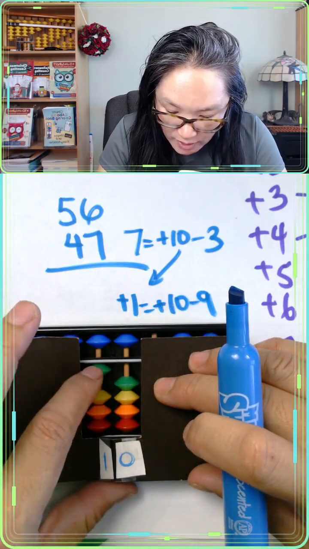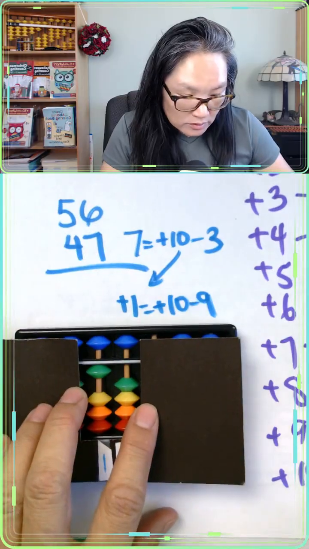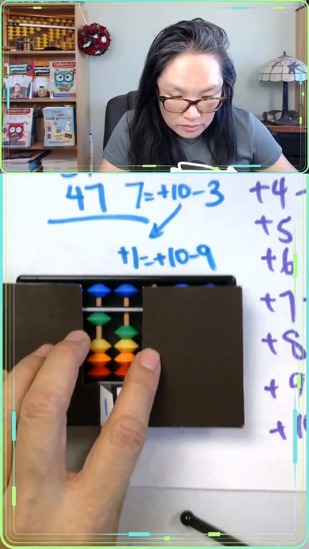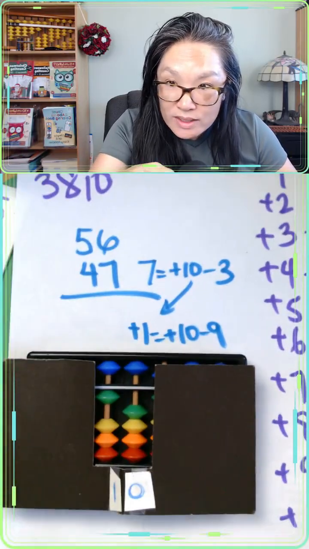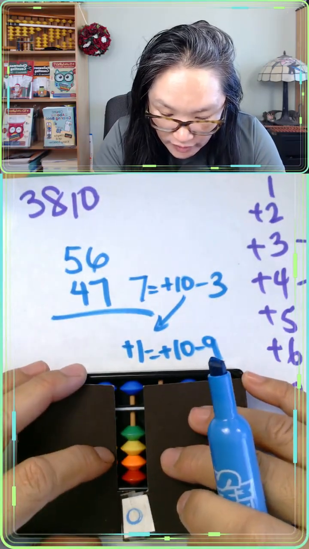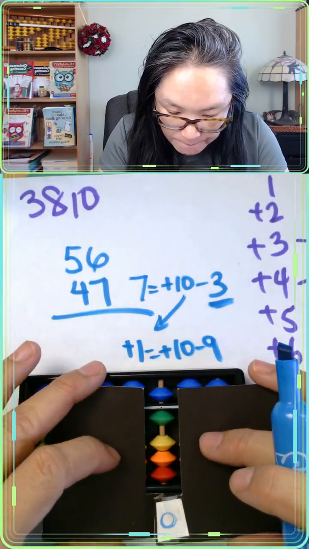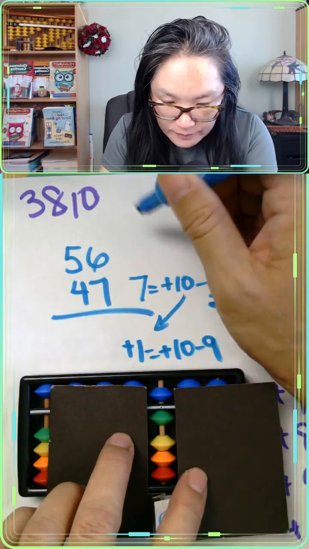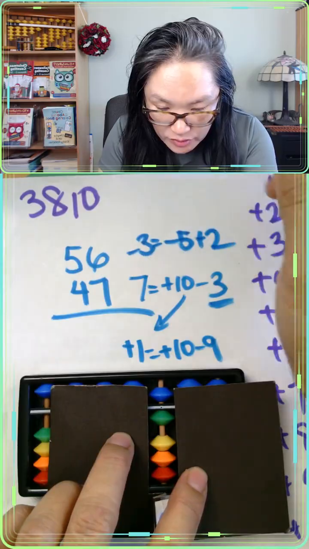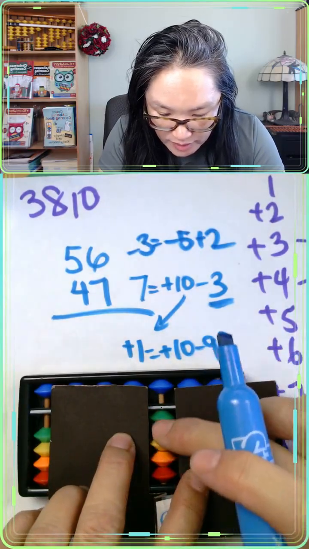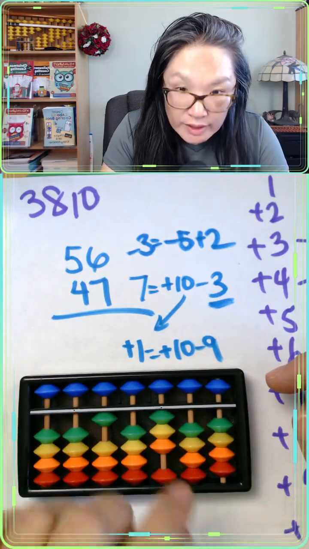10 just means 1, 0. That's all that means. I need to move up. There we go. That's what that means. 1, 0. We're just moving it over. So then we need to minus the 3. Take away the 3. Minus the 3 is equal to minus the 5 plus the 2. So my final answer is 103.